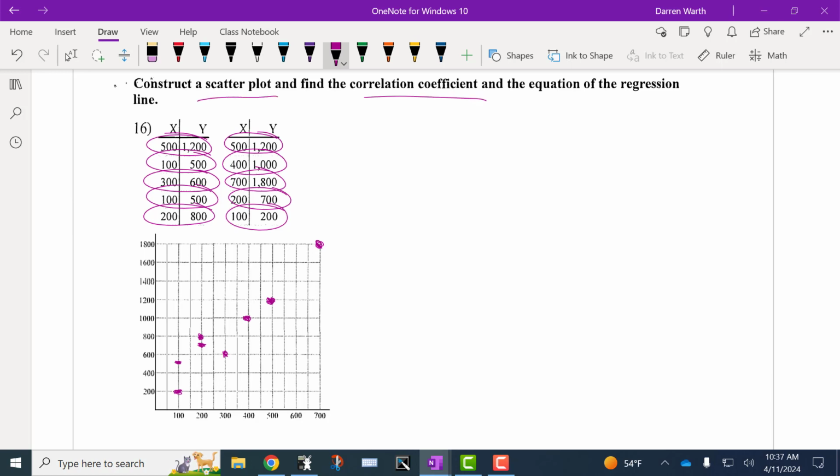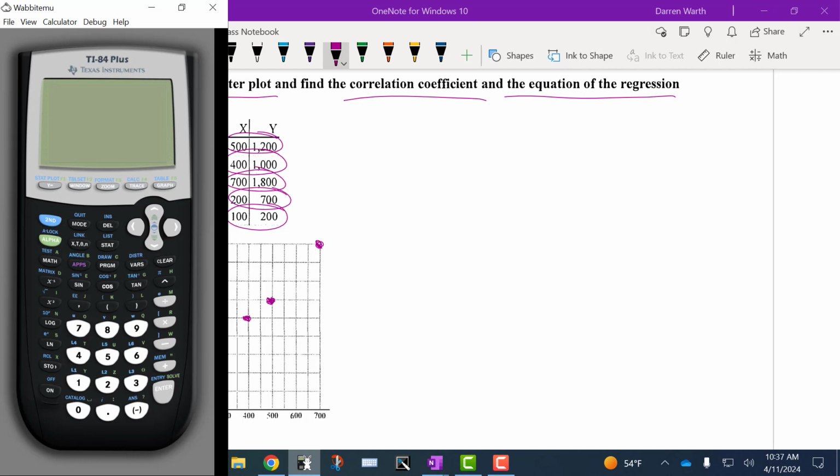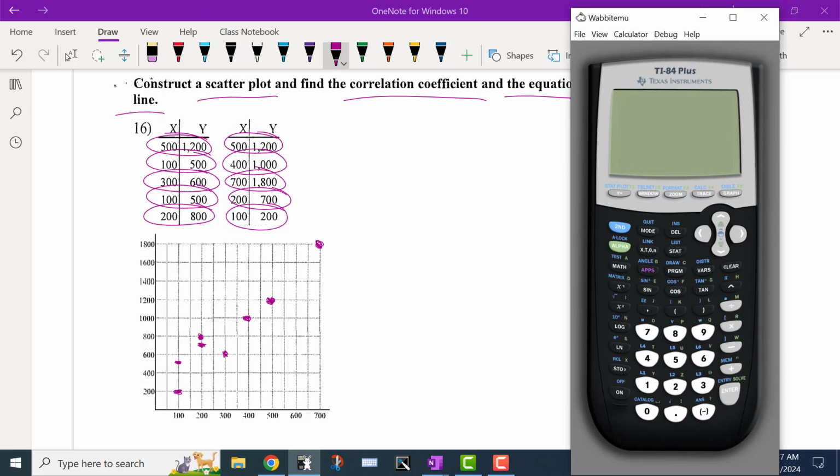Now it says find the correlation coefficient and the equation of the regression line. So to do that, remember we're going to use our calculator. So do this on your calculator. Remember how you do it. The very first thing you want to do is make sure that your diagnostic is turned on. So that's what I'm going to do first.